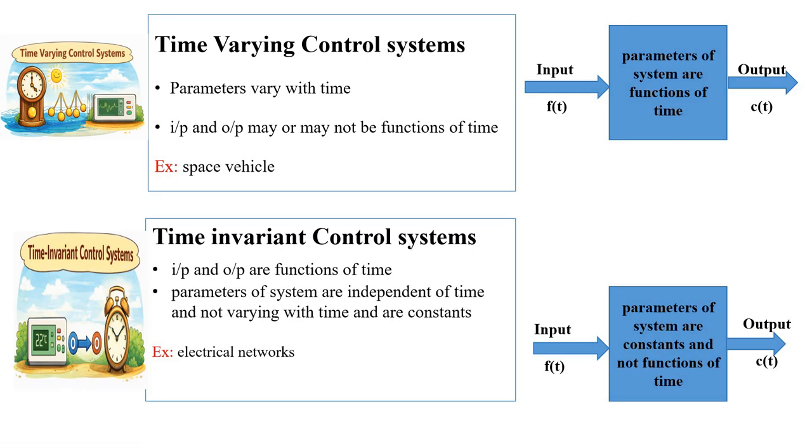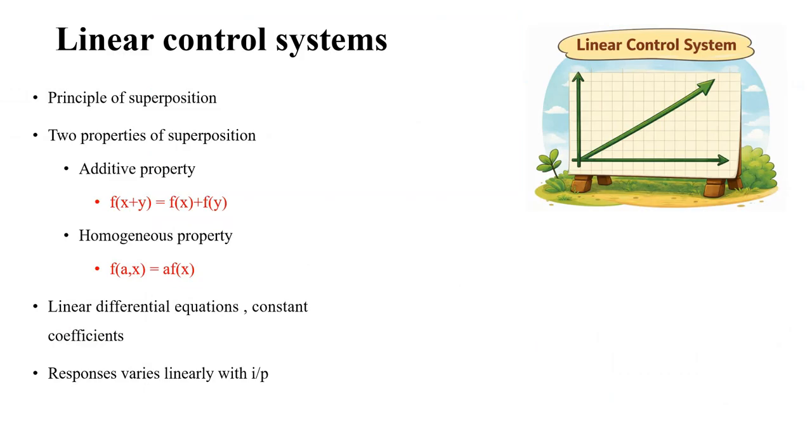Then next type is the linear control system. So a control system is said to be linear if it satisfies these properties. That is, first is the principle of superposition. Okay, the principle of superposition is applicable to the system. That means the response to several inputs can be obtained by considering one input at a time, and then you need to algebraically add the individual results to get a single output.